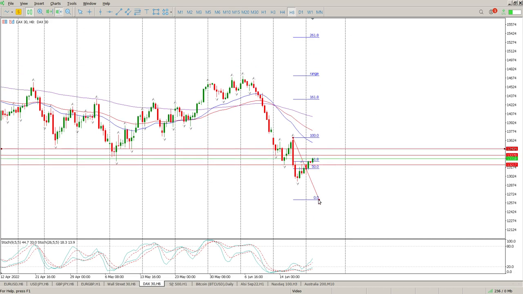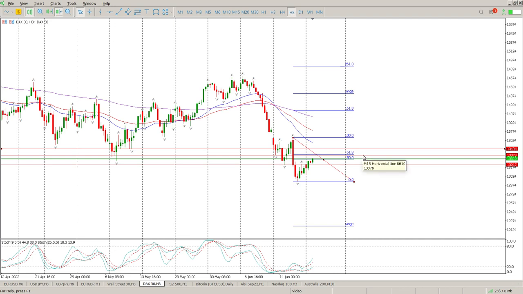is the Fibonacci. So there is our leg down. We're coming up into this area, and notice that this level here at 13,378 is right at the 61.8 Fibonacci. I'll just pay attention to that.